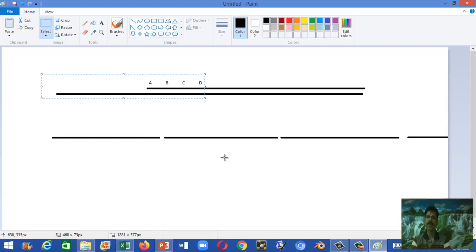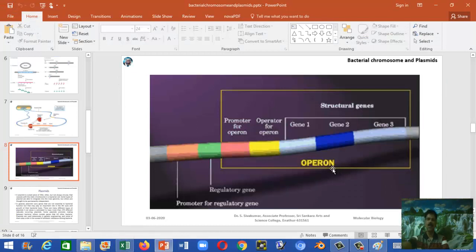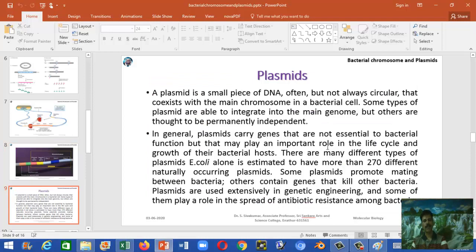So this is how we say that prokaryotic genomes contain genes in a multiple gene nature. That is the advantage of prokaryotic genes in a cluster form. So this is known as the prokaryotic gene nature. Next, what we are going to see is plasmids.